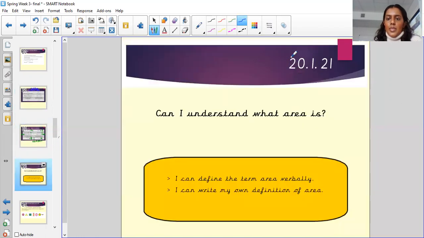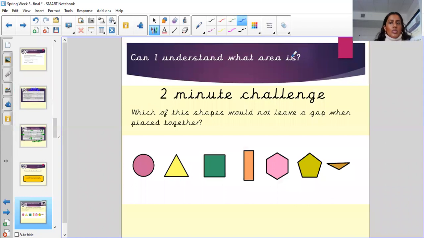Okay, let's see what we're going to be doing today. Our learning objective for today is, can I understand what area is? So what is area, you might be wondering. We have learned about area throughout the years in school, but let's see if we can go over this again. So here is your 2-minute challenge.